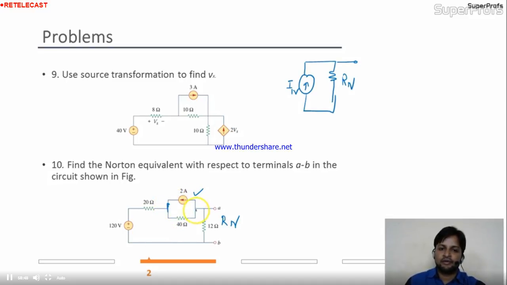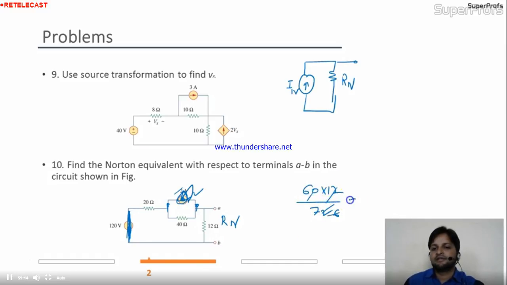So this current source will be open and this will be short. Is it okay? So once you do this, this current source is opened. So your 40 and 20 are connected in series. So this is nothing but 60. This 60 is in parallel with 12 ohm. 60 into 12 divided by 72, so this is nothing but 10. RTH is nothing but 10 ohm. Fine.